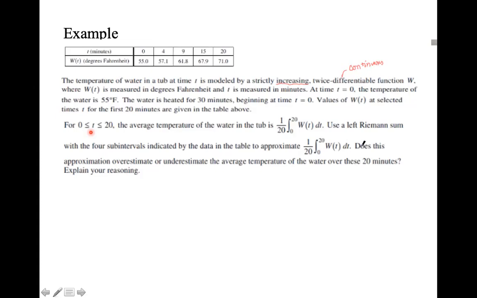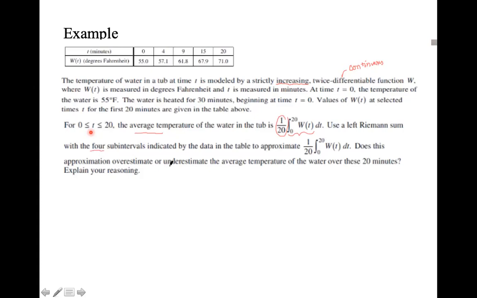W(t) is measured in degrees Fahrenheit and t is measured in minutes. At time t equals 0, the temperature of the water is 55 degrees. The water is heated for 30 minutes, beginning at time t equals 0. Values of W(t) at selected times for the first 20 minutes are shown in the table. For 0 ≤ t ≤ 20, the average temperature, remember, that's what this thing right here is, and this is just saying area under the curve. Use a left Riemann sum with the 4 subintervals indicated by the table to approximate this.